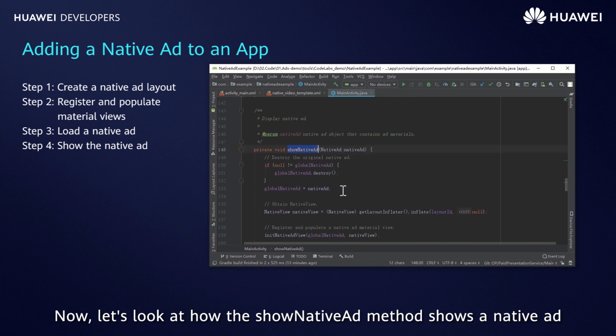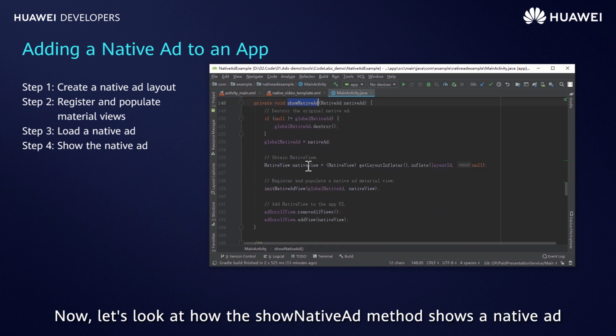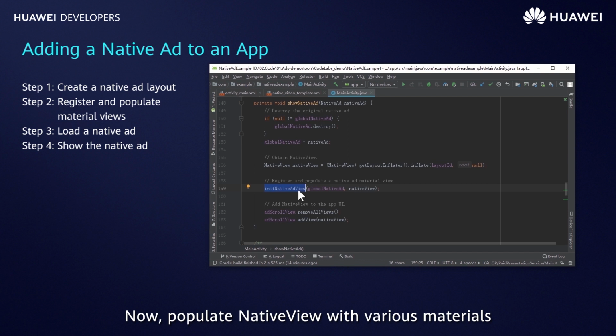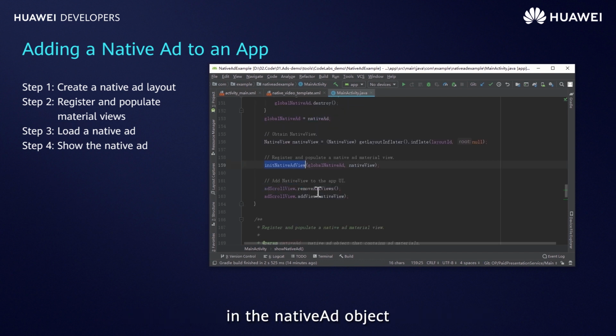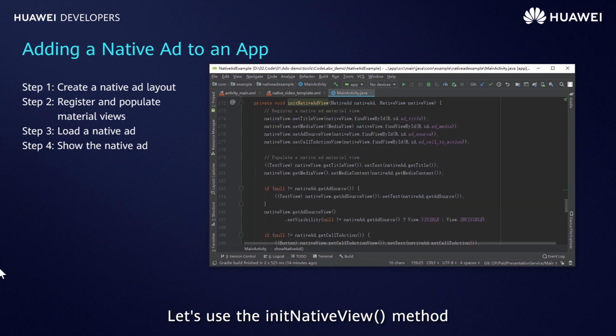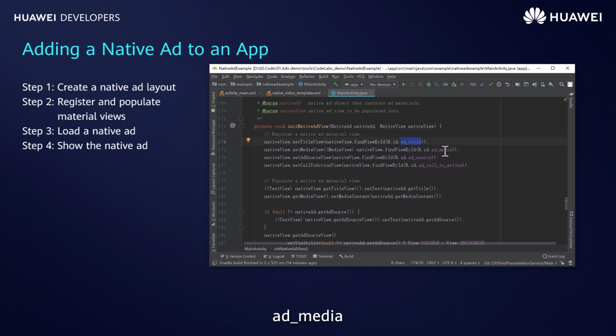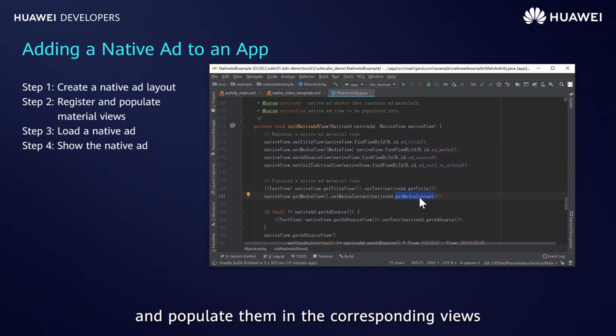Now let's look at how the showNativeAd method shows a native ad. Native view is the native ad layout we customized at the beginning. Now populate native view with various materials in the native ad object. Let's use the initNativeAdView method. Here, obtain materials from the native ad object, such as ad title, ad media, ad source, ad call to action, and the video in the ad, and populate them in the corresponding views.